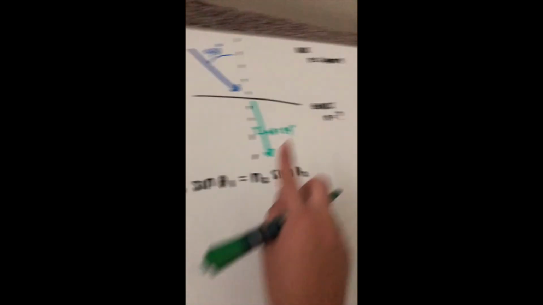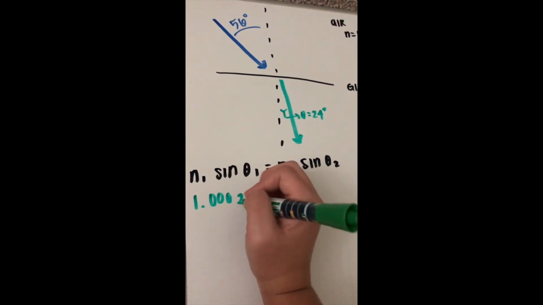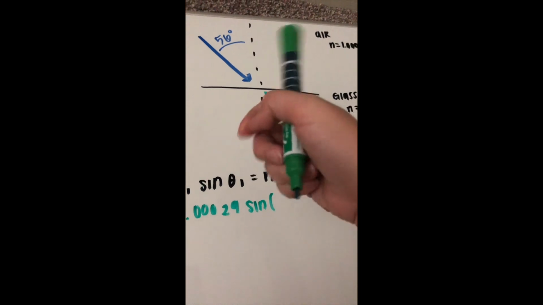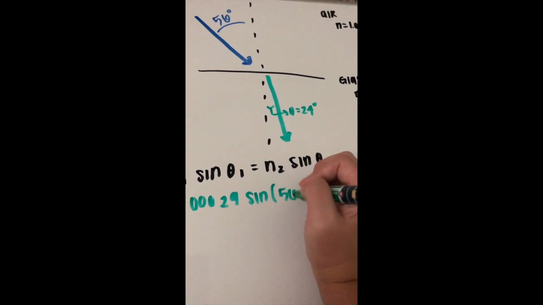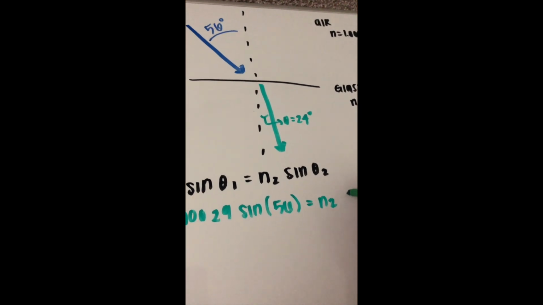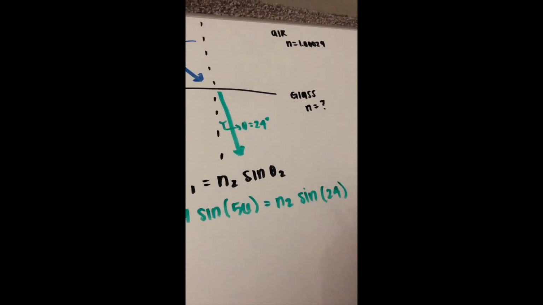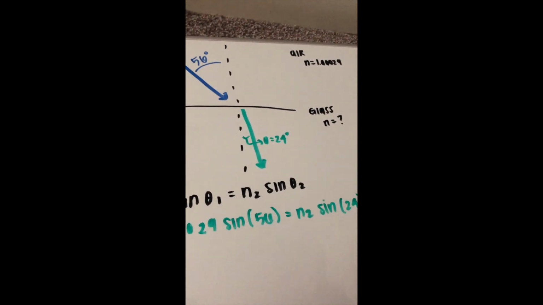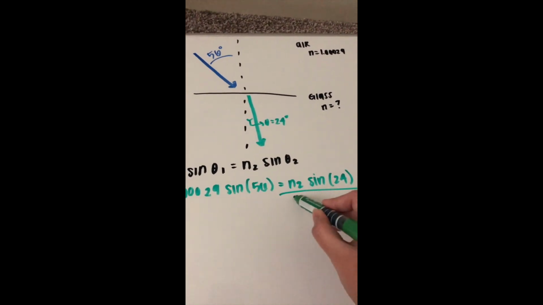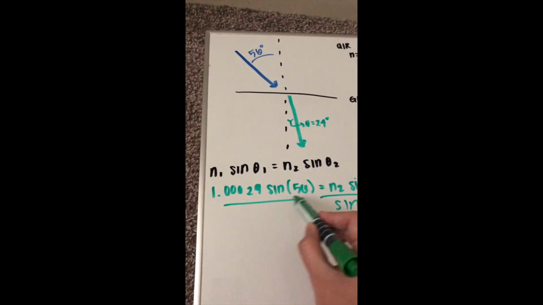So N1 is equal to 1.00029, and then sine theta 1, which is 56, is equal to N2, which is our unknown, sine theta 2, which is 24, our angle of refraction. And in order to solve for this, we are just going to divide by sine 24 on both sides.